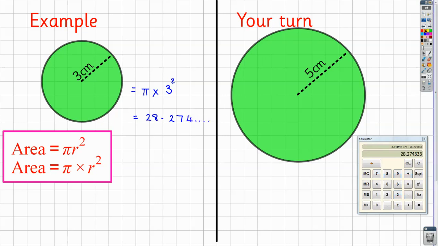Just like the last one, I'm going to round this to 3 significant figures. So I start at the beginning of the number and I underline the first 3 digits. The next number is a 7, so that's more than 5, that tells me to round up. So I'm going to add 1 to the previous digit, 2, and I have 28.3 centimetres squared. So if you want to pause the video and have a go at the question on the right hand side.